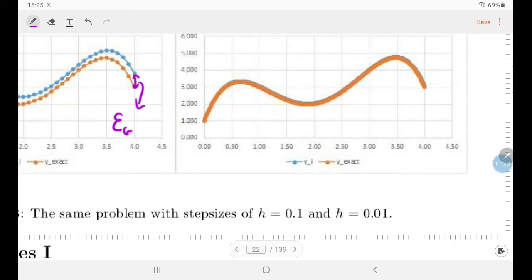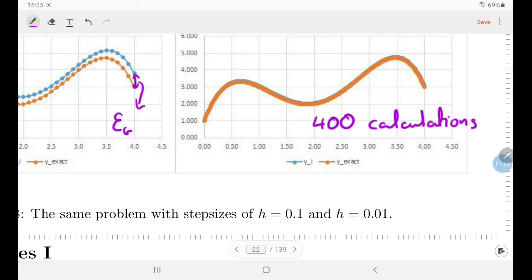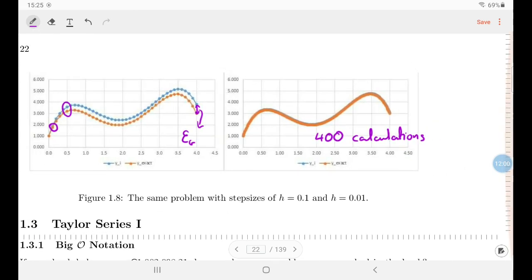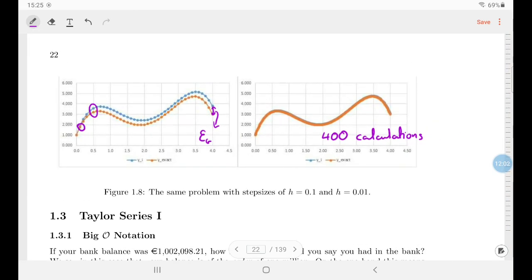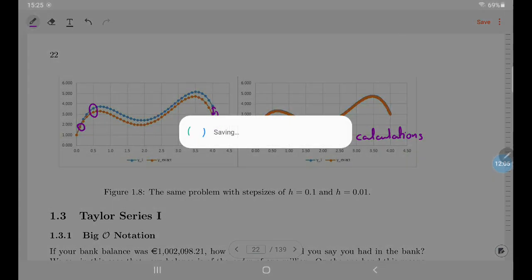Now the problem is, like here, if we look at the number of calculations minimum, there's 100 calculations to here, so there's 400 calculations. And what if I was interested in this, not from 0 to 4, but 0 to 4,000? You're getting into serious problems here, okay? So that's the first of our little mini lectures.